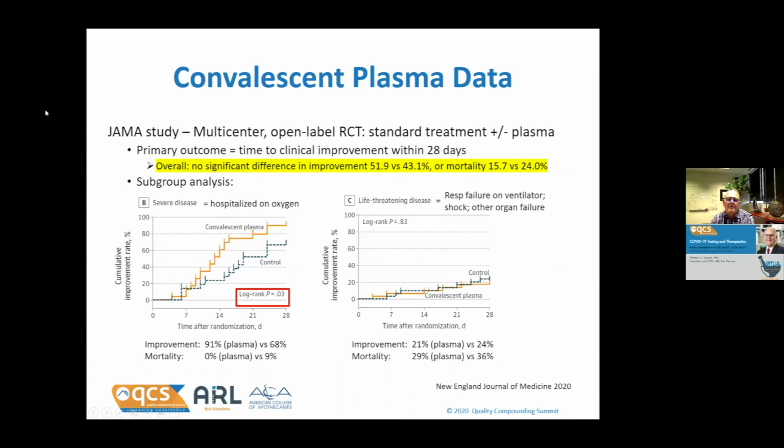This was a study that was published in JAMA and the New England Journal in 2020, a multi-center open-label randomized controlled study. You can see there was no significant difference in improvement, 51 versus 43, or in the mortality rate. And you can see the control listed here and the convalescent plasma.